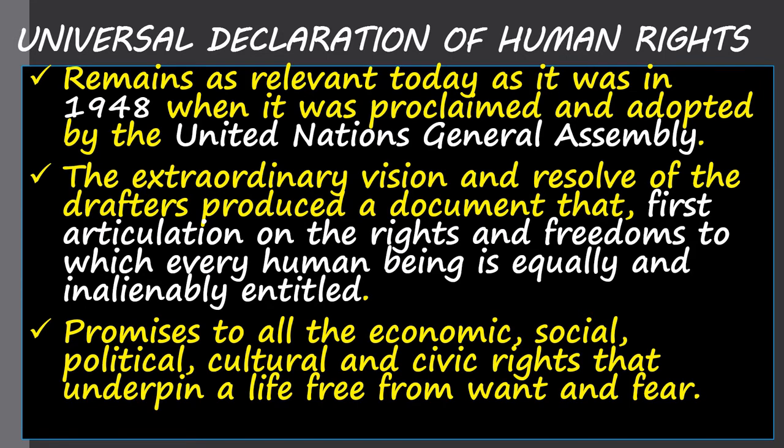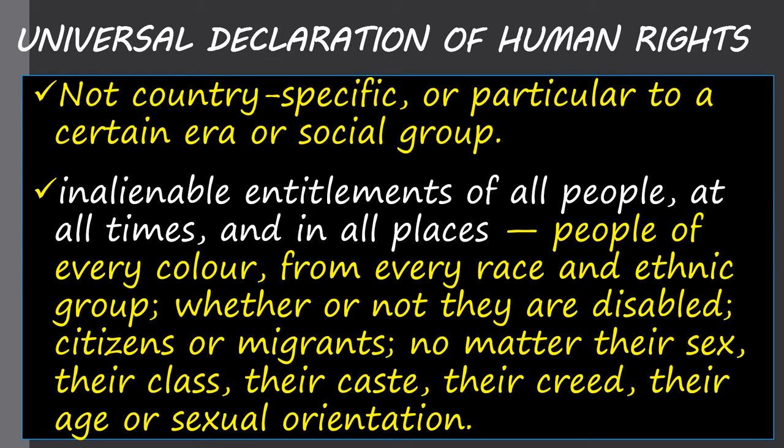The Universal Declaration of Human Rights is not country specific. It's generic, meaning it is for all the countries. So it's up to a certain country to draft their own human rights law, provided it will not be contrary to the Universal Declaration of Human Rights. So it's not country specific, okay, or particular to a certain era or social group. So it is not only for the 1940s, 1950s, but even for the future. The declaration is a generic declaration of what should be accorded to the people as their basic human rights in matters of tradition, religion, okay, civic, political, and other aspects of our society.